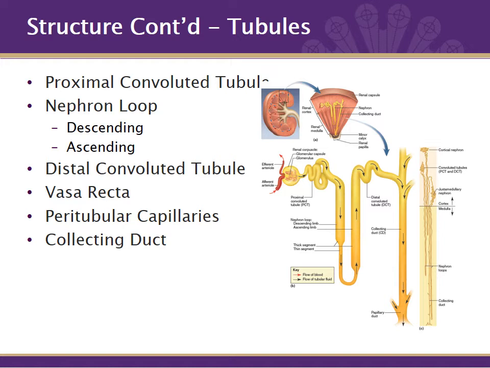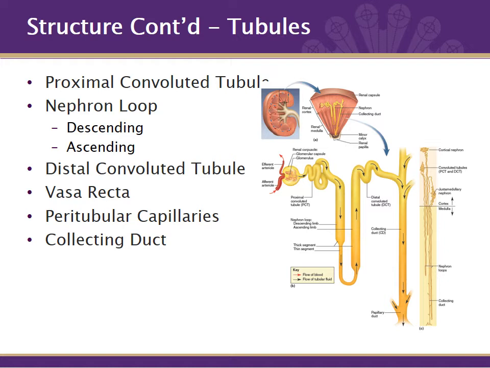The difference in cell types found in the limbs is a result of their function. The cuboidal cells in the thick segment participate heavily in active transport and need a lot of mitochondria to produce ATP. The squamous cells in the thin segment are not as metabolically active, but they allow for movement of water. They are highly permeable to water.